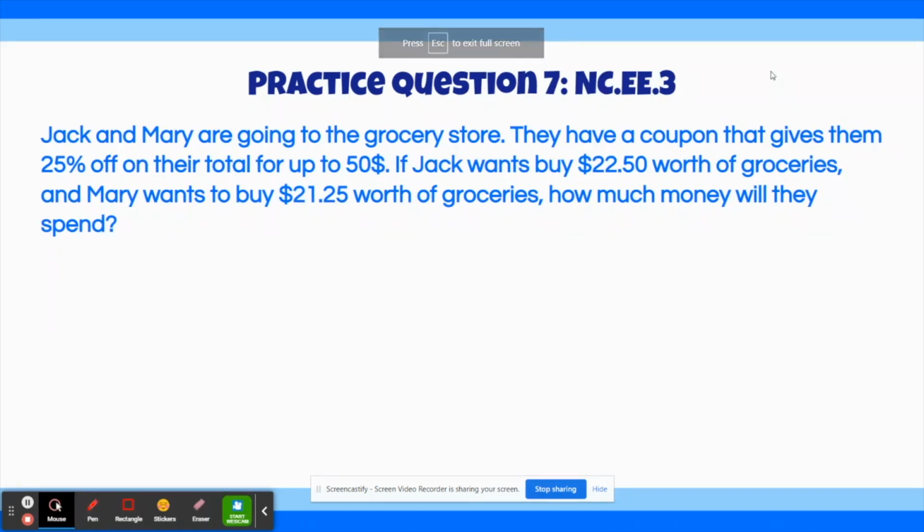Okay, practice question number 7 says, Jack and Mary are going to the grocery store. They have a coupon that gives them 25% off on their total for up to $50. If Jack wants to buy $22.50 worth of groceries, and Mary wants to buy $21.25 worth of groceries, how much money will they spend? Keep in mind that you're allowed to use a calculator when solving this question. And right now you can pause the video and solve this one on your own, and when you're ready to see the answer, you can play the video.